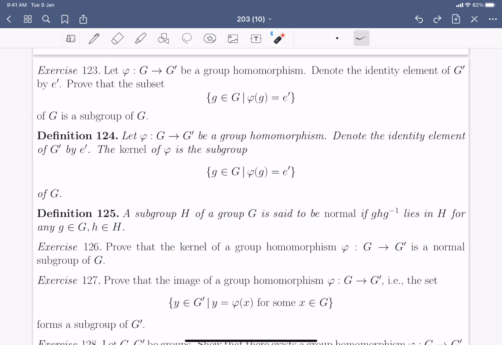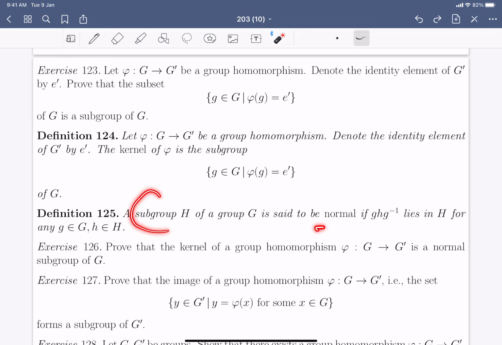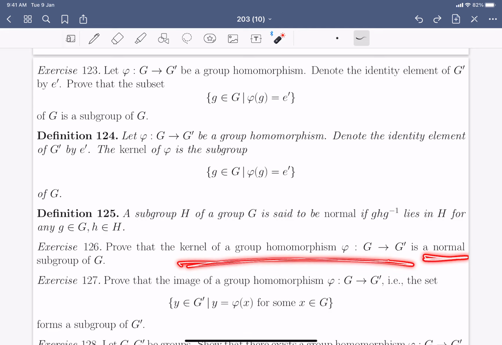Then it makes sense to ask whether that is a normal subgroup or not, because the condition of being normal applies to subgroups only, right? As of now, in fact, it applies to subgroups only, as far as I am aware. So this exercise says that the kernel of a group homomorphism is a normal subgroup of G.